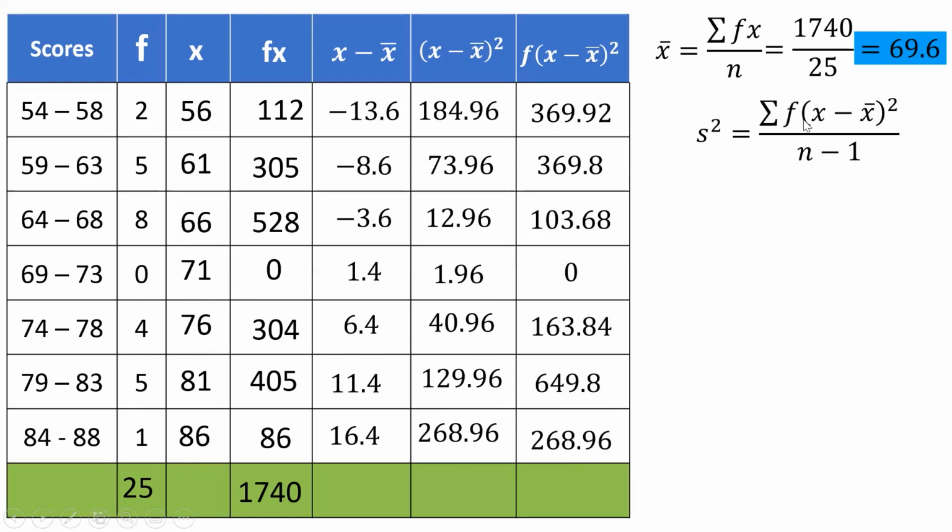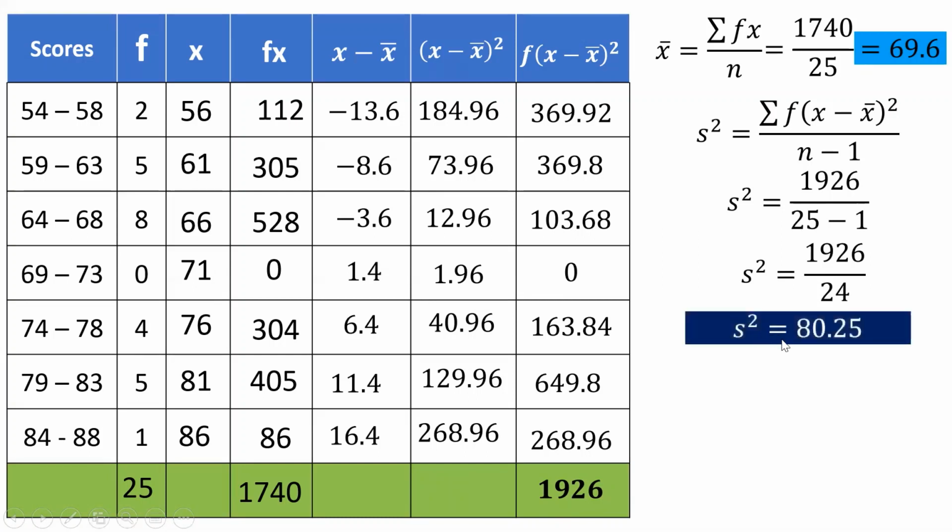Now in the formula, we need the summation of this. So we add this, that is equal to 1,926. Okay, so let us substitute this to the formula. So we have now 1,926 over 25 minus 1, where our n is 25. 1,926 divided by 24. Now the variance is equal to 80.25.